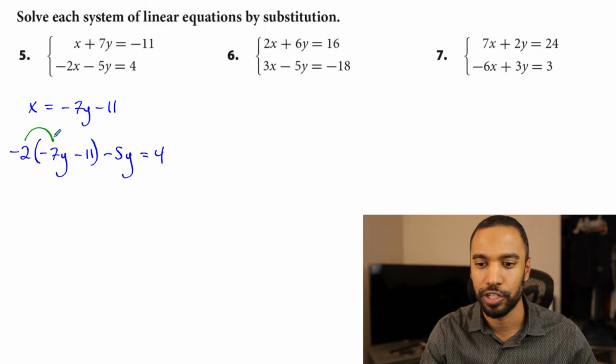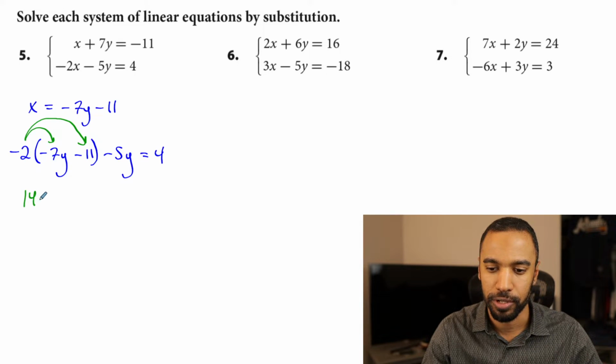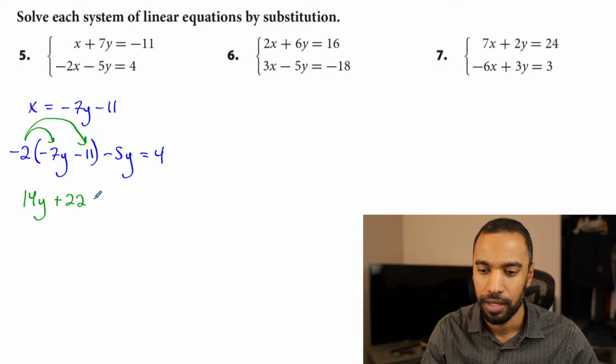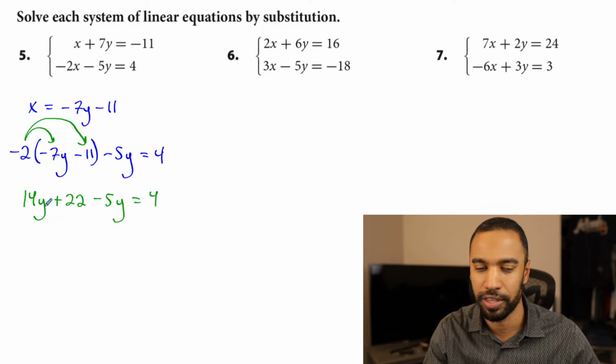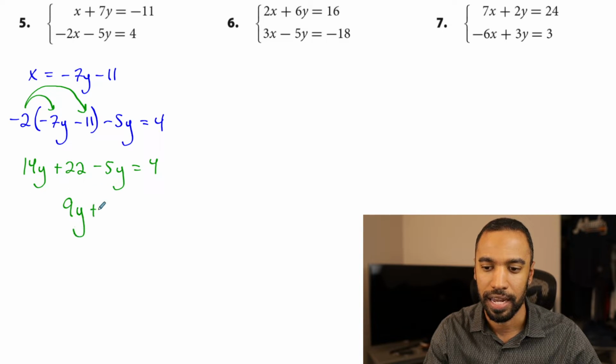In fact, if I distribute the negative 2 into a negative 7y and a negative 2 into a negative 11, I get positive 14y plus 22. And you say, hey, there's still a minus there. Well, guess what? 14 is bigger than 5. 14 minus 5 is 9. So 14y minus 5y is 9y. 9y plus 22 equals 4.